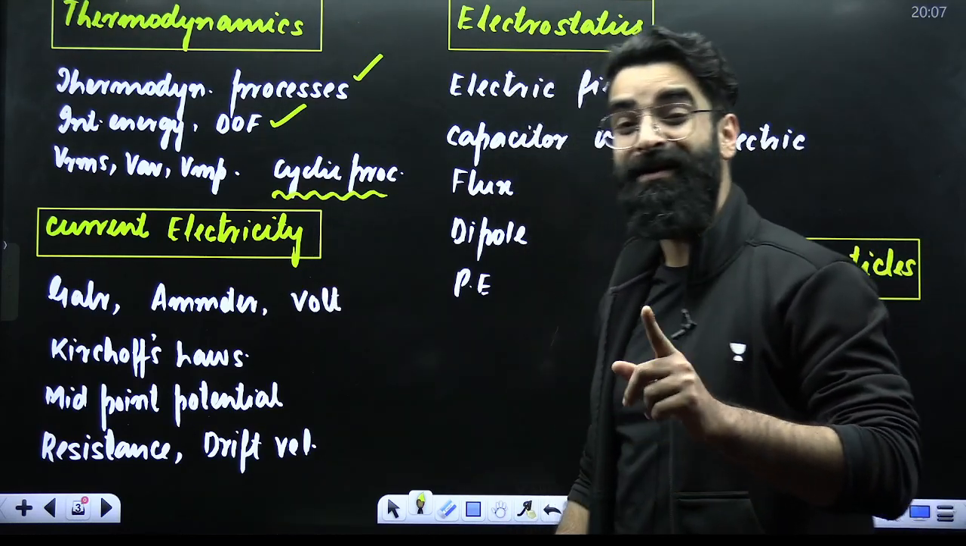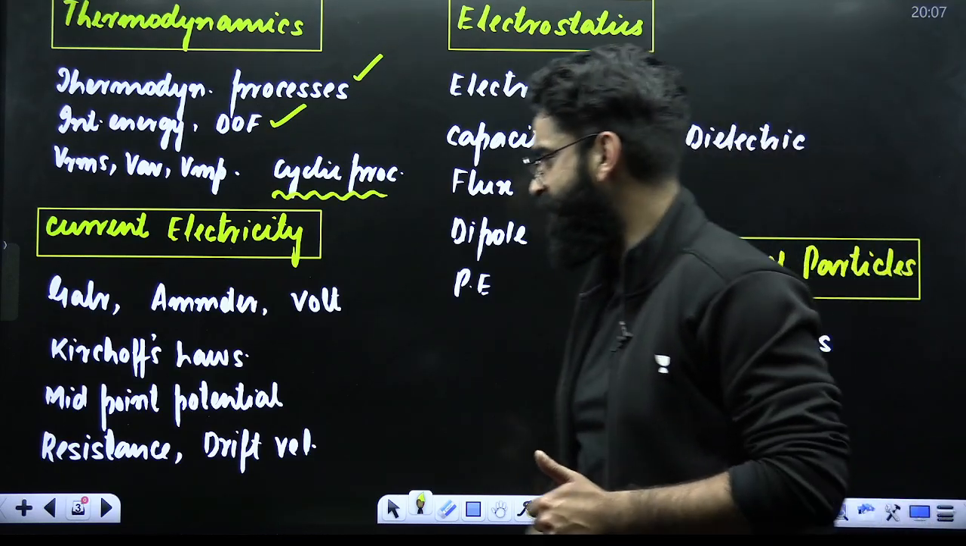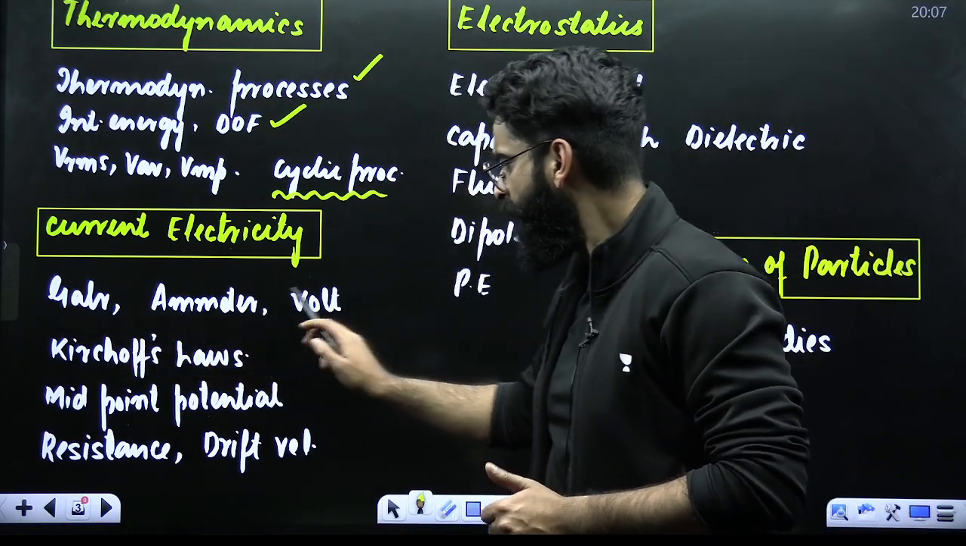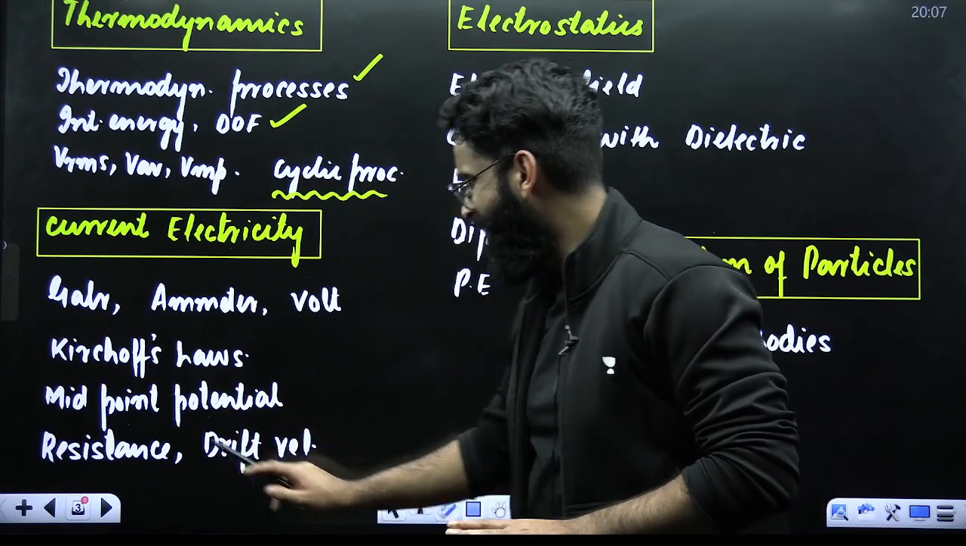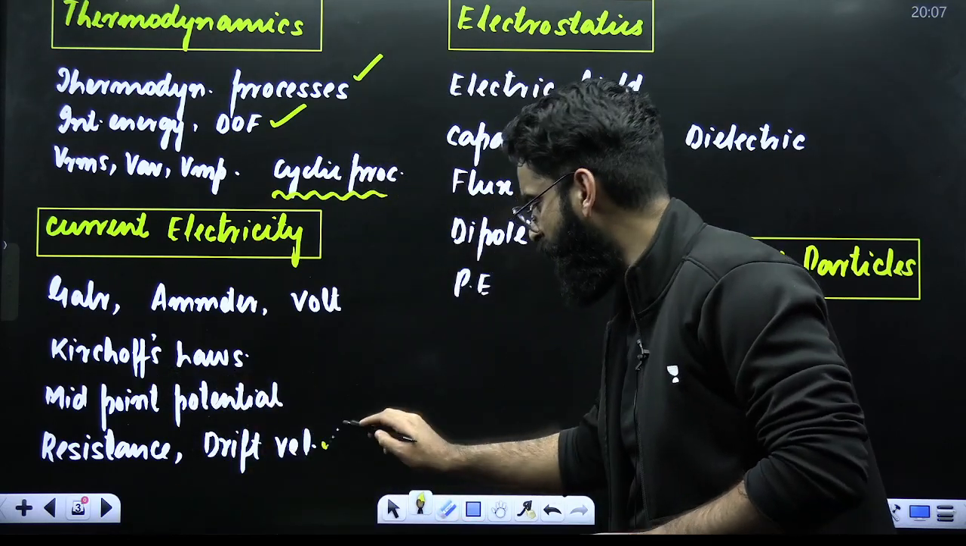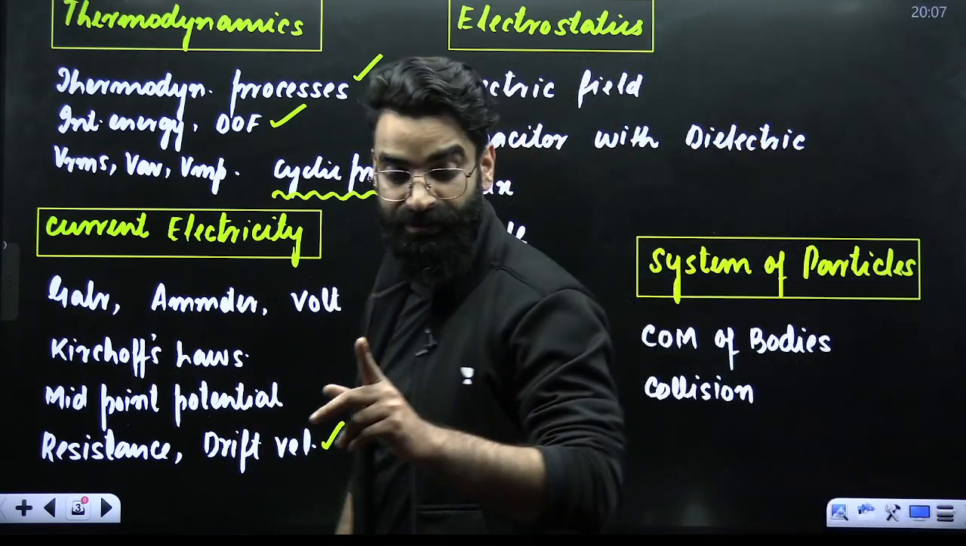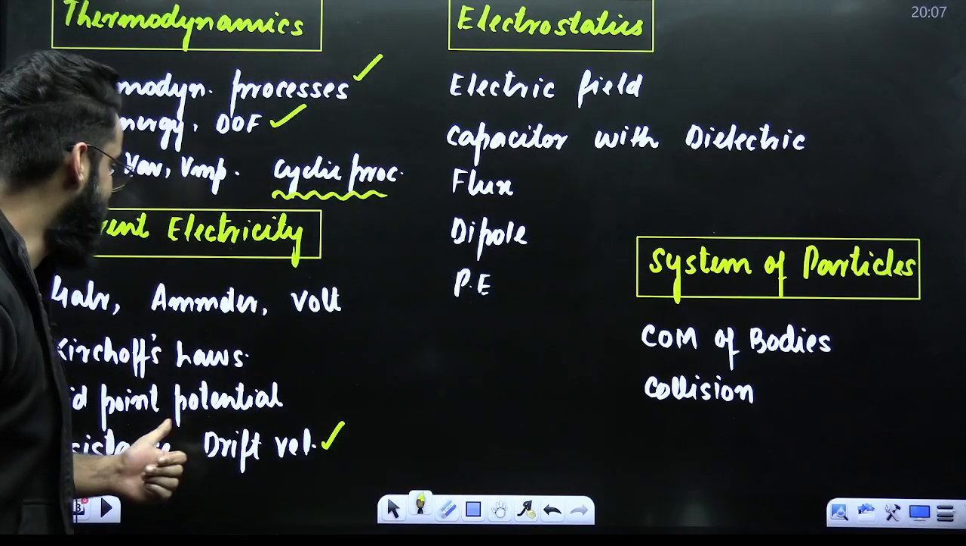When it comes to your current electricity, you have galvanometer, ammeter, voltmeter, Kirchhoff's laws, midpoint potential, resistance, drift velocity, and parameters, right? These are the topics from the chapter current electricity.